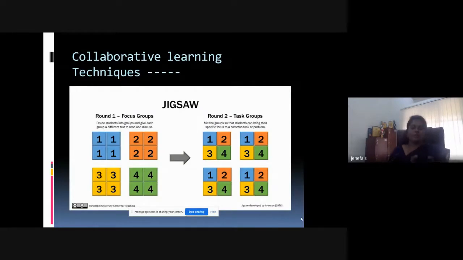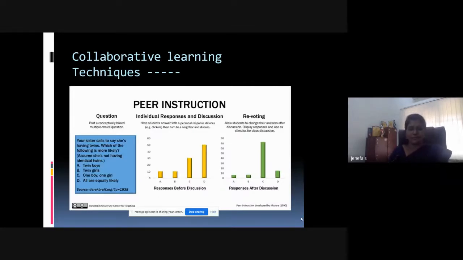So each member from all the focus groups will go and form a different group, that is the task group, and they will share what they have learned in their respective groups. Together, the four different perspectives will come together, discuss, collaborate, and then execute the task successfully. So that is this Jigsaw method or technique. And the third one is peer instruction. Okay, this is slightly different from peer teaching.